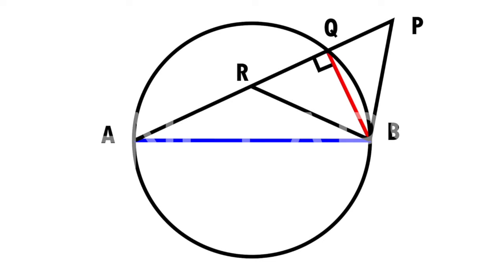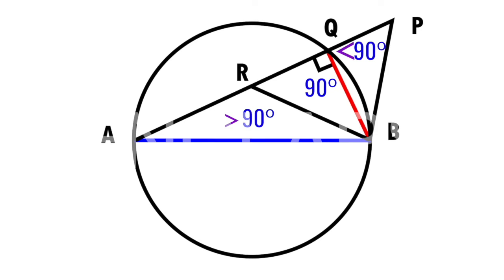If the end points of a diameter make an angle with a point which is inside the circle, then the angle will be greater than 90 degrees. And if it is on the circle, then the angle will be 90 degrees. And if it is outside the circle, then the angle will be less than 90 degrees.